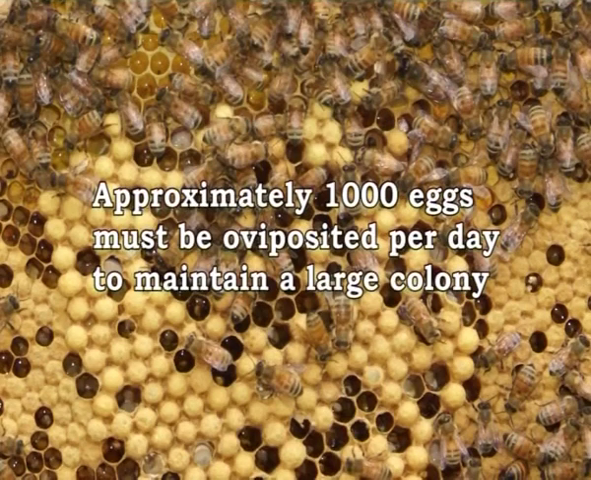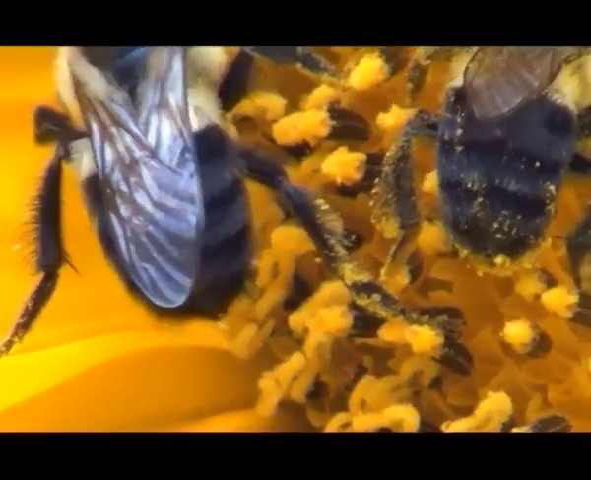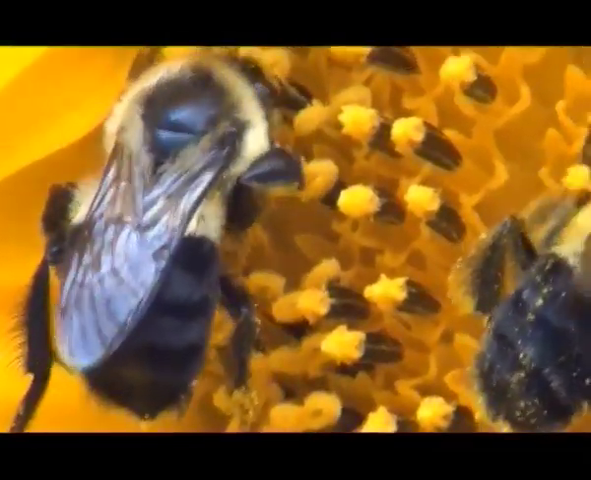propagate the colony. Approximately 1000 eggs must be oviposited per day to maintain a large colony. New colonies originate when a queen leaves with a swarm of up to 30,000 workers. However, the queen cannot survive alone. Scout bees locate a new site. Elgin 1978. Bumblebees.